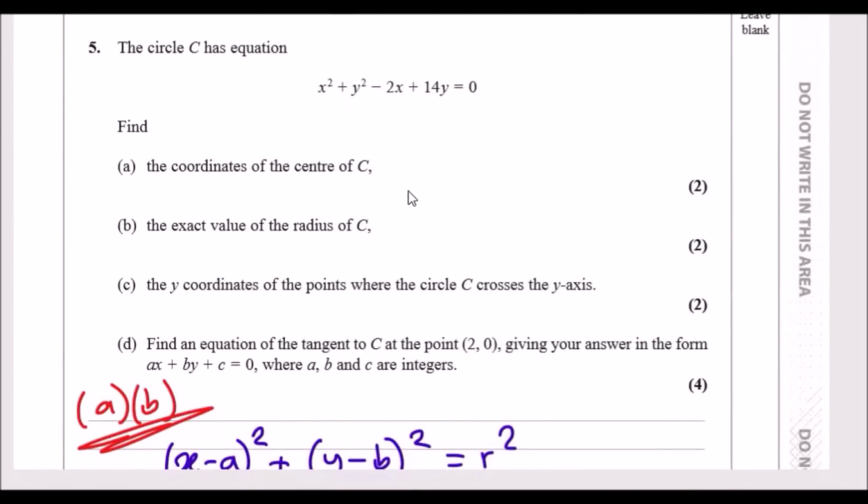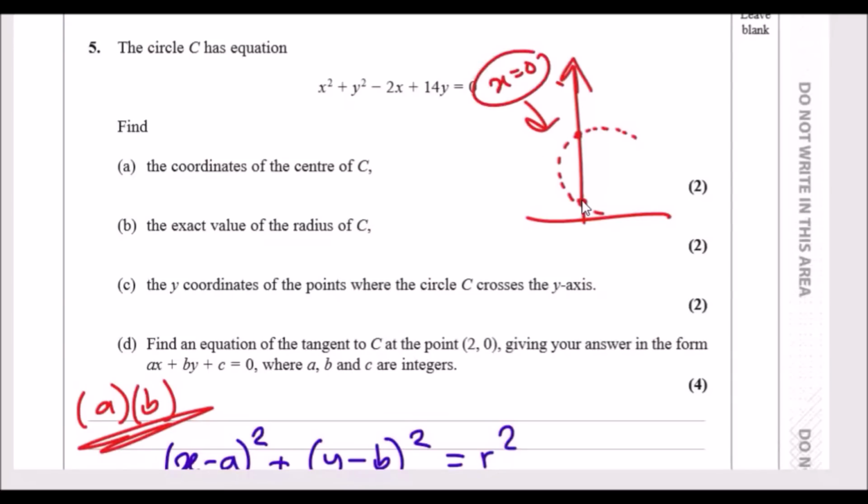Now, since we've done that, let's jump straight to part C then. So find the y coordinates of the points where the circle C crosses the y-axis. Now this is dead easy. Just think of the y-axis again if you forgot. And if the circle crosses it, let's say it crosses it like this for some reason, yeah? This means that at some point when it crossed it here, the x value was stuck at 0. So we know that the x coordinate is going to be 0 for both, okay? Anytime you cross the y-axis, x is 0.